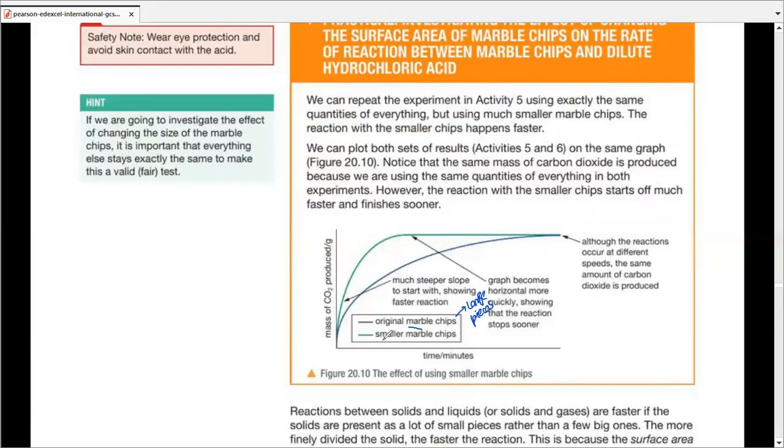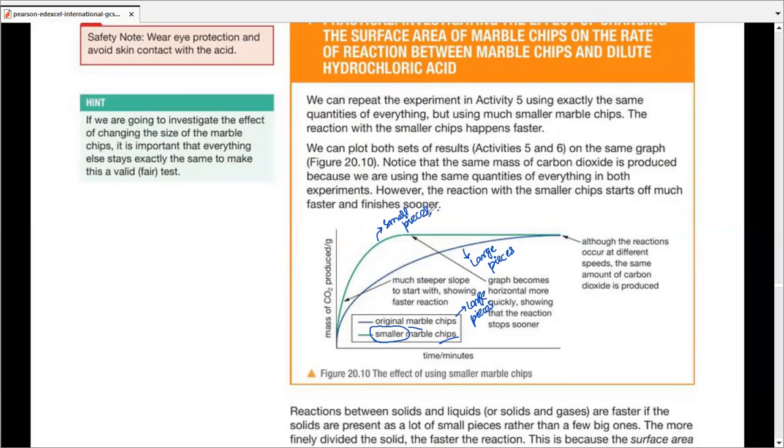And then we performed another experiment with some smaller chips, right? So you would notice that the large pieces have this graph. These are for large pieces. And you would notice this is a graph for small pieces. The thing to note here is that you have a much steeper slope at the start of the reaction with smaller pieces.